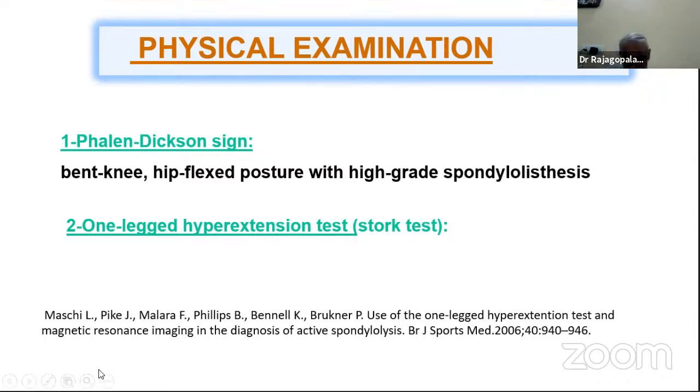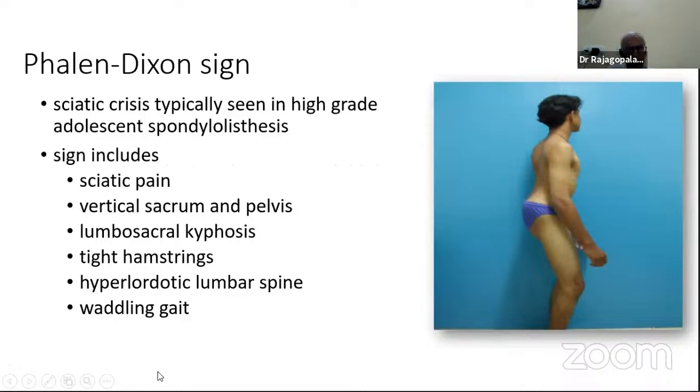These are not very difficult. Phalen-Dixon sign is: ask the patient to bend the knee. I'll put the next slide. So that's what you have to do. The patient stands, in a high grade slip, with a flexed knee like this. You can see the hyperlordosis very clearly. The patient has arthritic pain, and the sacrum is vertical, and the hamstrings are tight.